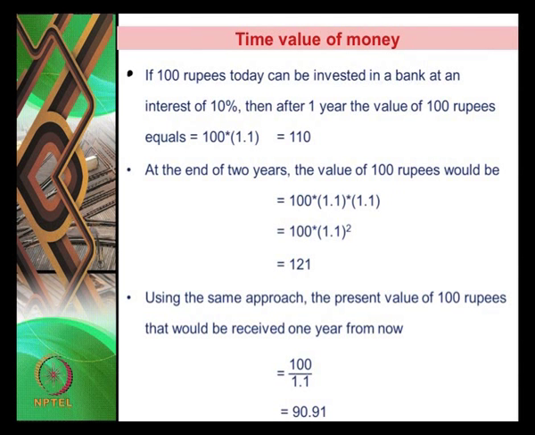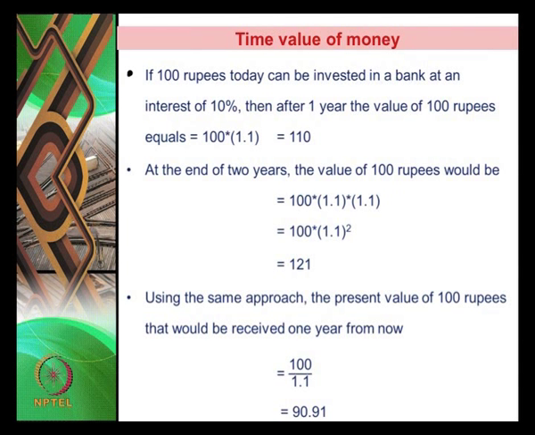So if you use the same approach, the present value of 100 that you are going to get 1 year from now is going to be 100 divided by 1.1, that is 90.91. So in essence what we are trying to say is the value of 100 1 year from now is actually going to be in present terms only 90.91. So this essentially is what is called your time value of money.